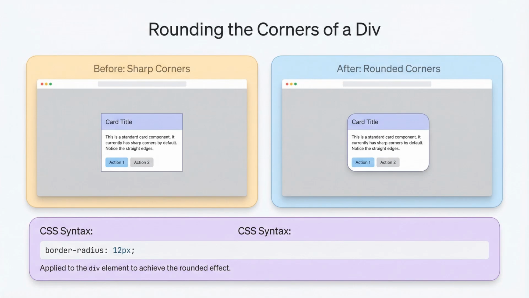Another question that comes up is whether you can round the corners of a div element. And yes, absolutely. This is done with the CSS property border radius. You give it a value in pixels or a percentage, and it curves the corners of the element. It's one of the most commonly used styling tricks for cards, buttons, and image containers.